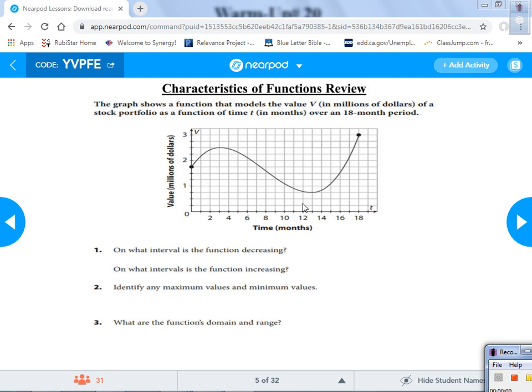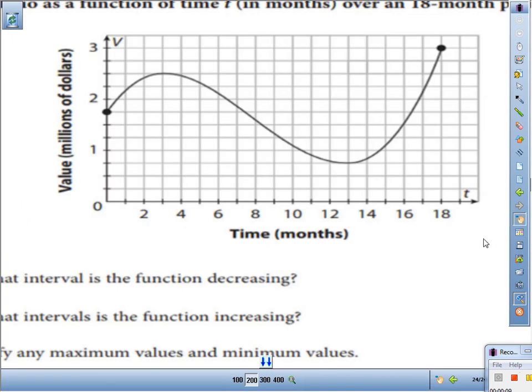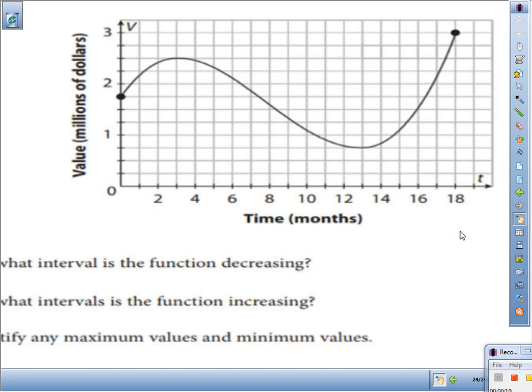So, quick review on characteristics of functions. Here you go. I'm going to zoom in. Before I get started with the questions that they give us, I'm going to read this function here, and I'm going to go from left to right. So pay attention.